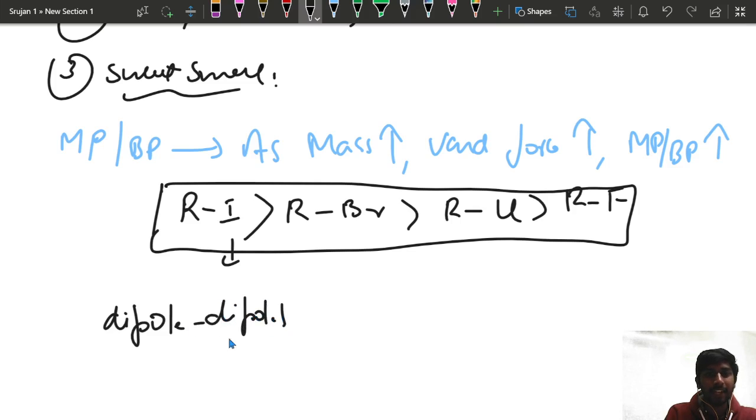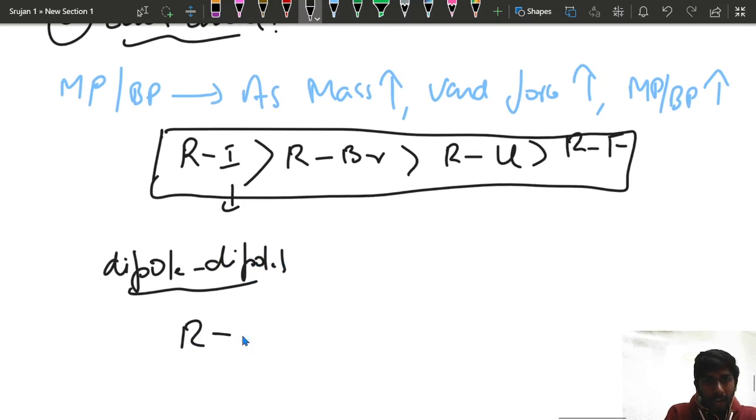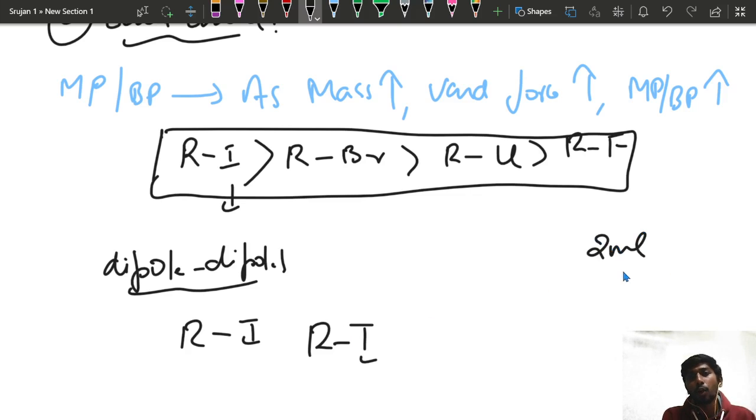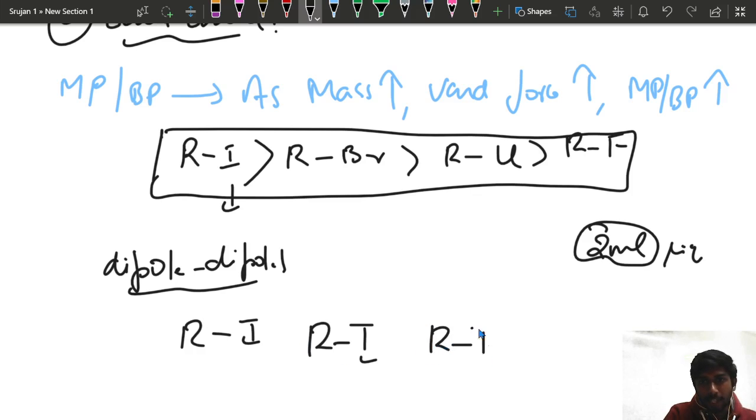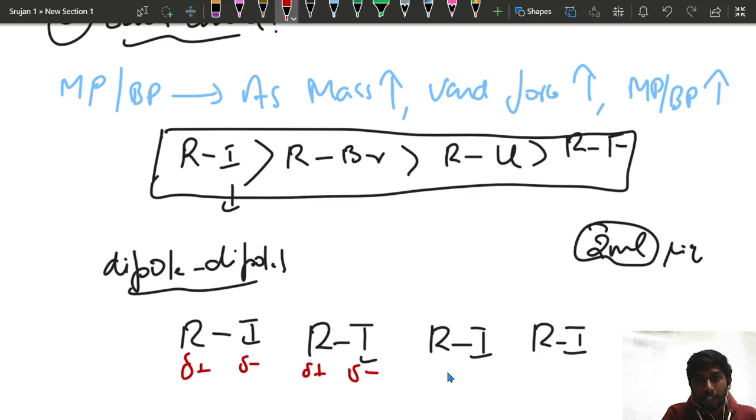Dipole interaction, how is it in this? Look here, when you take an R and an iodide and one more R and iodide, if you are taking like 2 ml of alkyl halide, this is somewhat liquid, right? If you take 2 ml of liquid, it has an Avogadro number of alkyl halides, right? Okay, due to interaction there is a polarity here. This is positive, this is negative, this is positive, this is negative. So this type of interaction is between them.